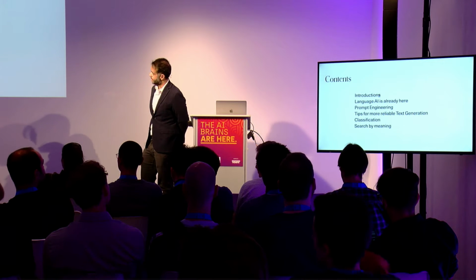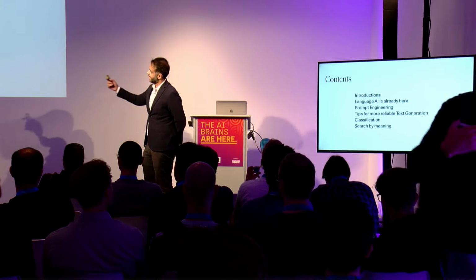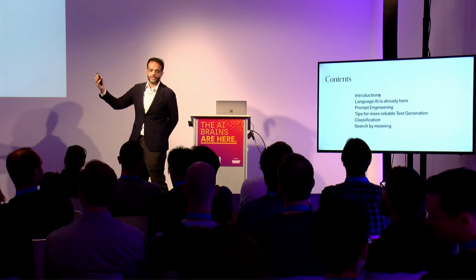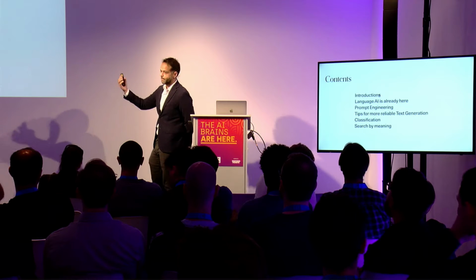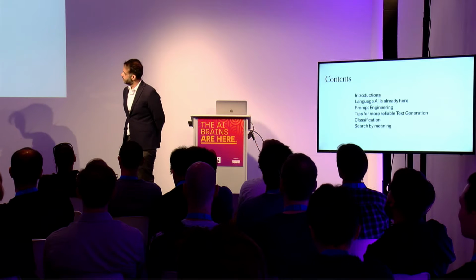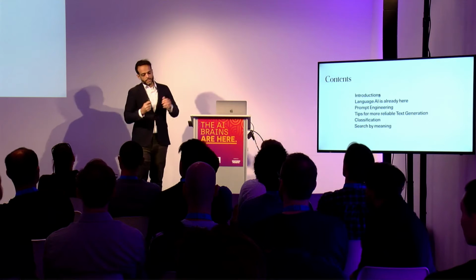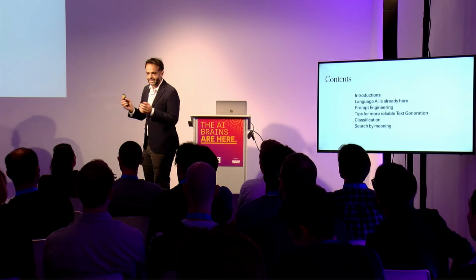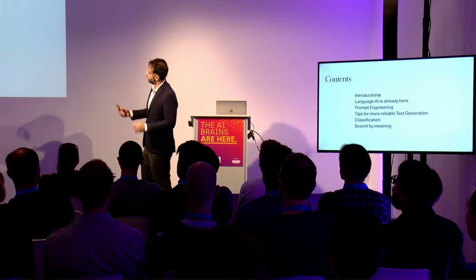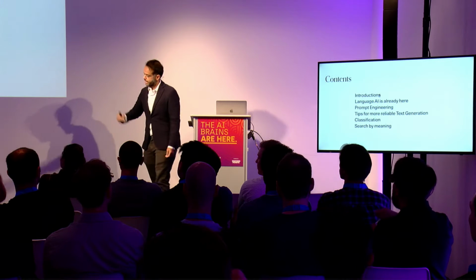So we'll begin with some introductions, and then we'll talk about how language AI is already here. This new form of engineering called prompt engineering. It's a new paradigm of computing that is now emerging. Some tips for more reliable text generation, so you're not just fooled by cherry-picked examples where it can work 1 in 10 times. So how can you get more reliable generations? And then some more use cases, classifications, and search by meanings.